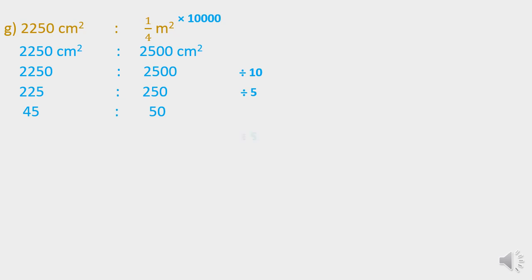45 to 50 is divisible by 5 again. 45 divided by 5 equals 9. 50 divided by 5 equals 10. 9 to 10, it's the simplest form.